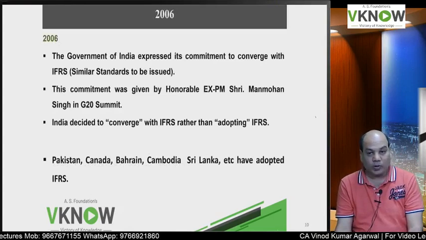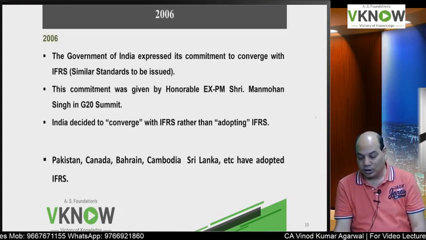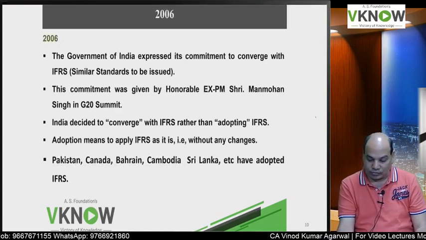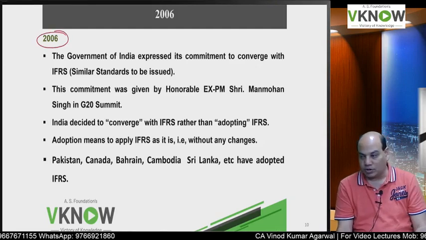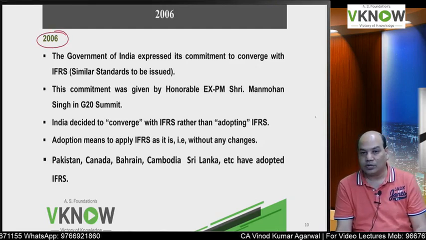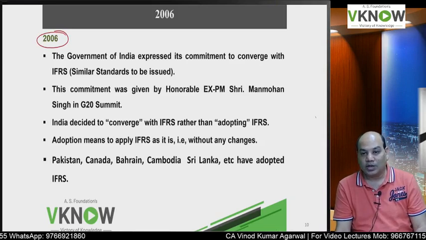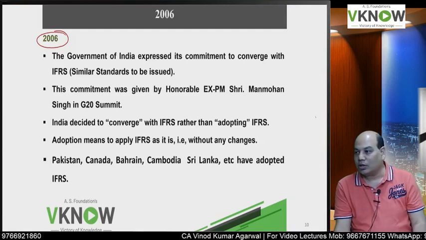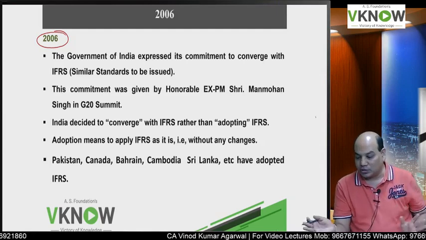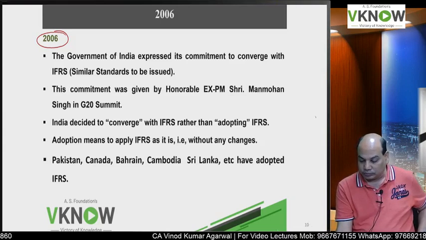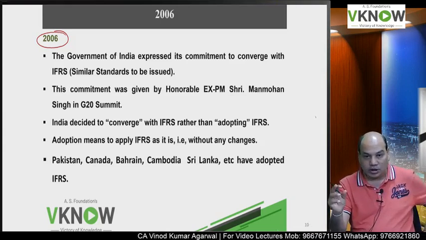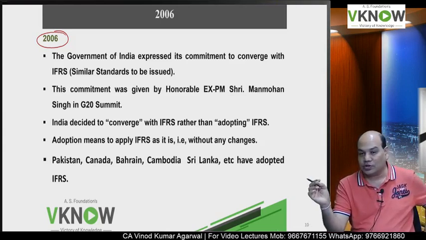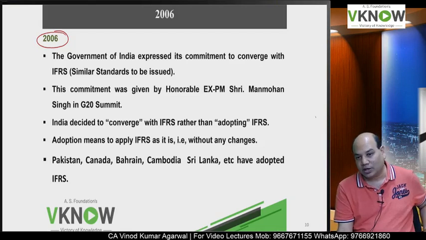Now I will come to one very important year, 2006. What happened in year 2006? Before that, accounting standards were not mandatory. Although companies were following accounting standards, it was not mandatory. So there were deviations. But in 2006, we issued the Indian Accounting Standard Rules 2006, which made accounting standards mandatory.